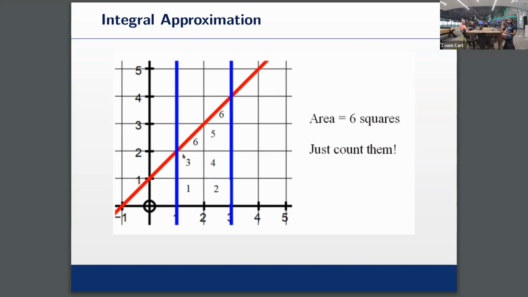So what we're trying to measure is the shape of this: the blue line on the left, the blue line on the right, the black line on the bottom, and this red line, right? So it's a square.